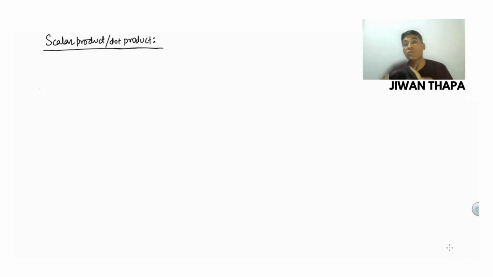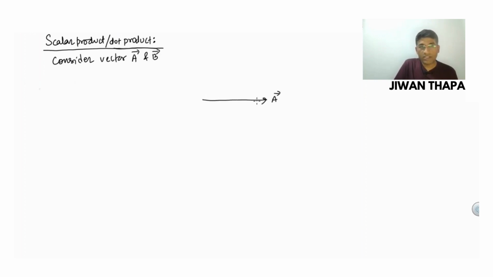Scalar product or dot product of vectors. So let us consider vector A and vector B inclined at angle theta. So let theta be the angle between vector A and vector B.